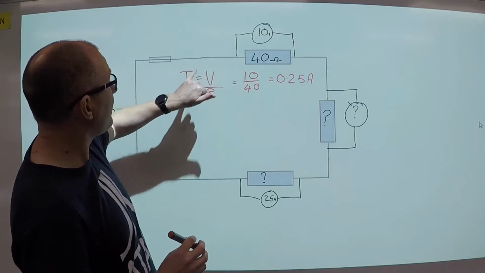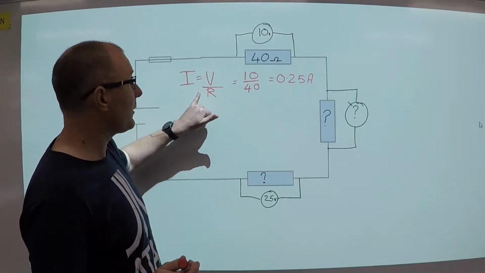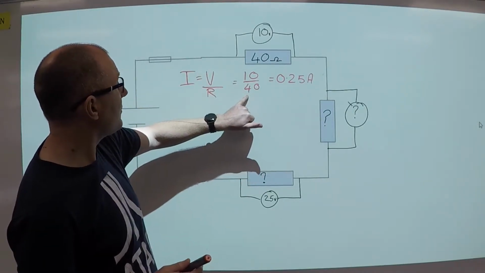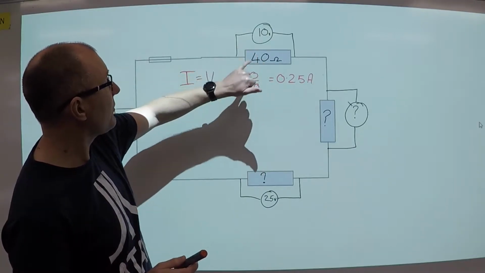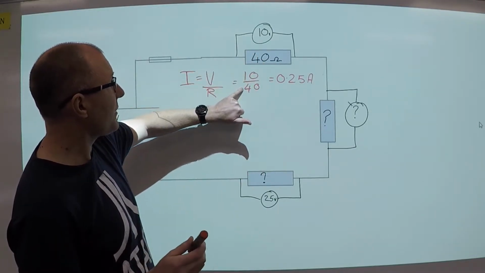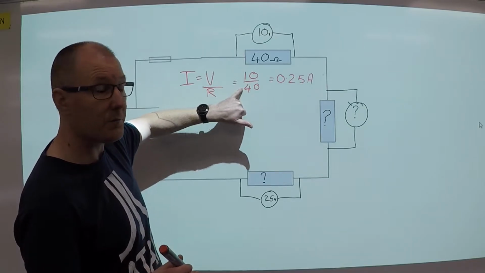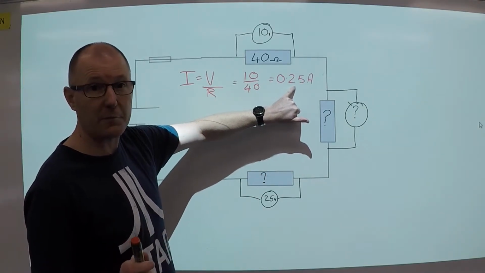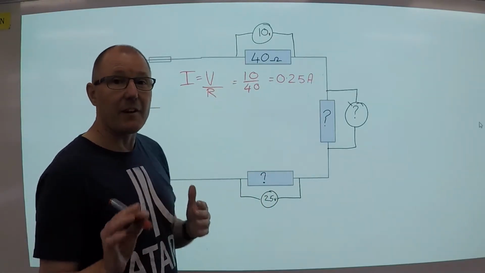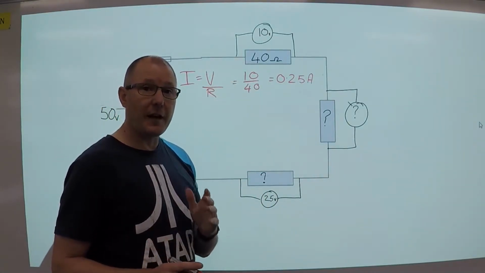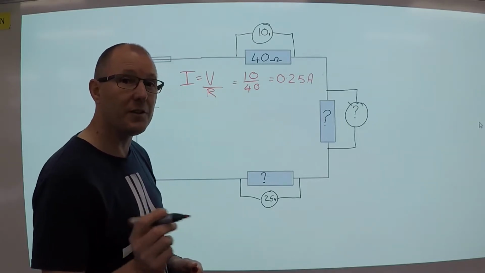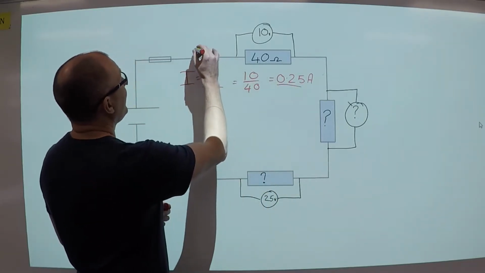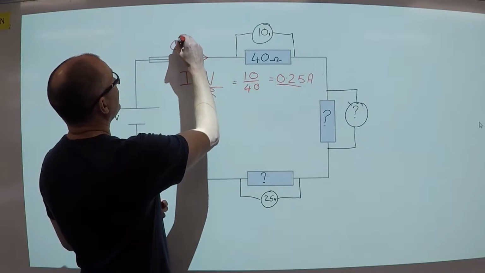So if we have a look here at our Ohm's law formula, we've got 10 volts of voltage drop divided by the resistance, which is 40 ohms, equals 0.25 amps. Now remember, in a series circuit the current is constant, so we can use that value as our circuit current.